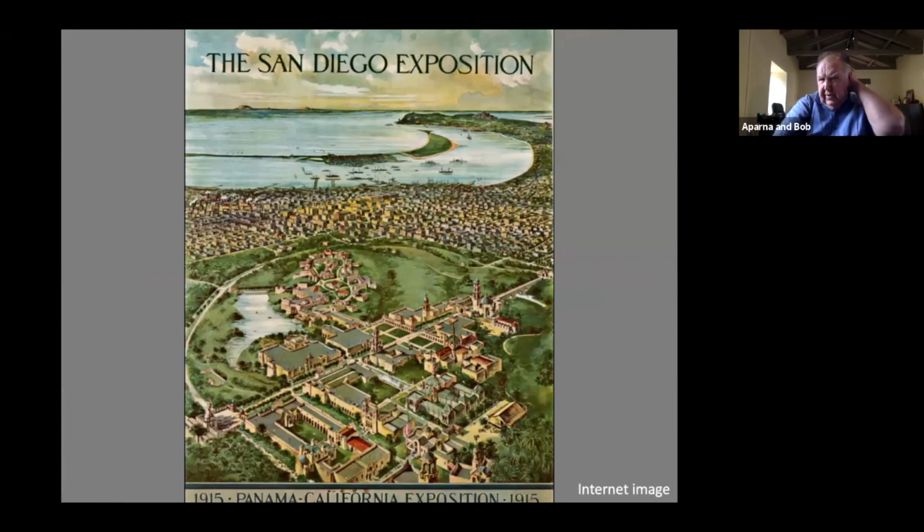Homes were built in Southern California in this style, but it was the exposition that Aparna mentioned that really was the flashpoint. Honoring the opening of the Panama Canal in 1915, all the buildings were built in the Spanish colonial style, although some were very heavily ornamented with this Churrigueresque ornamentation. But it really appealed to Southern California.